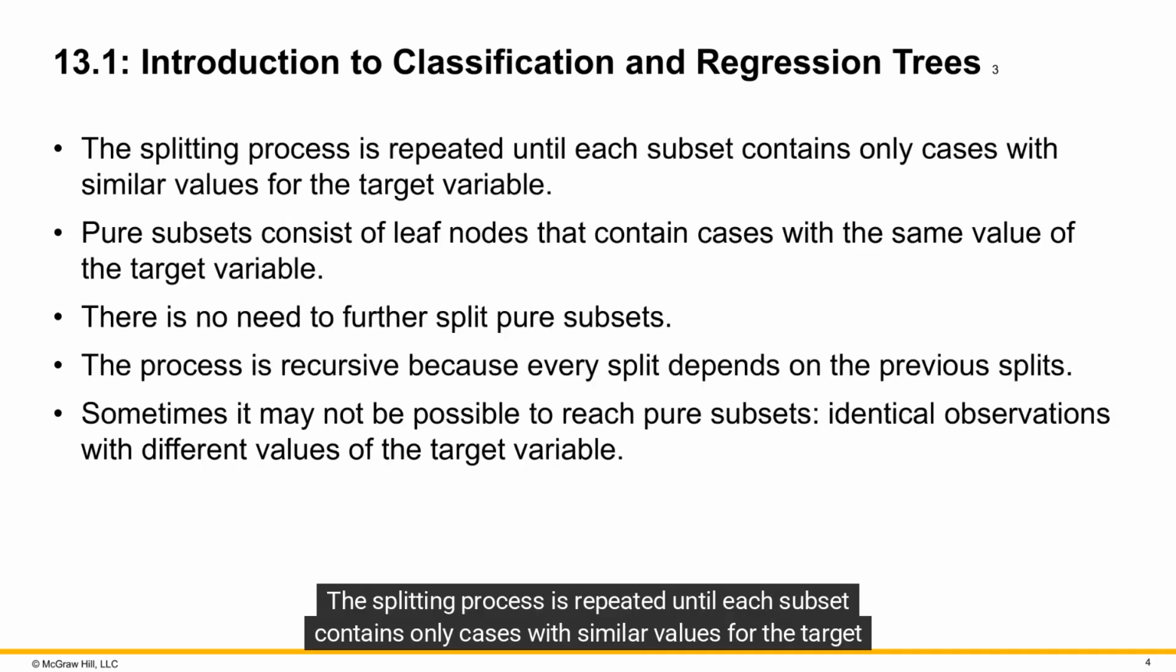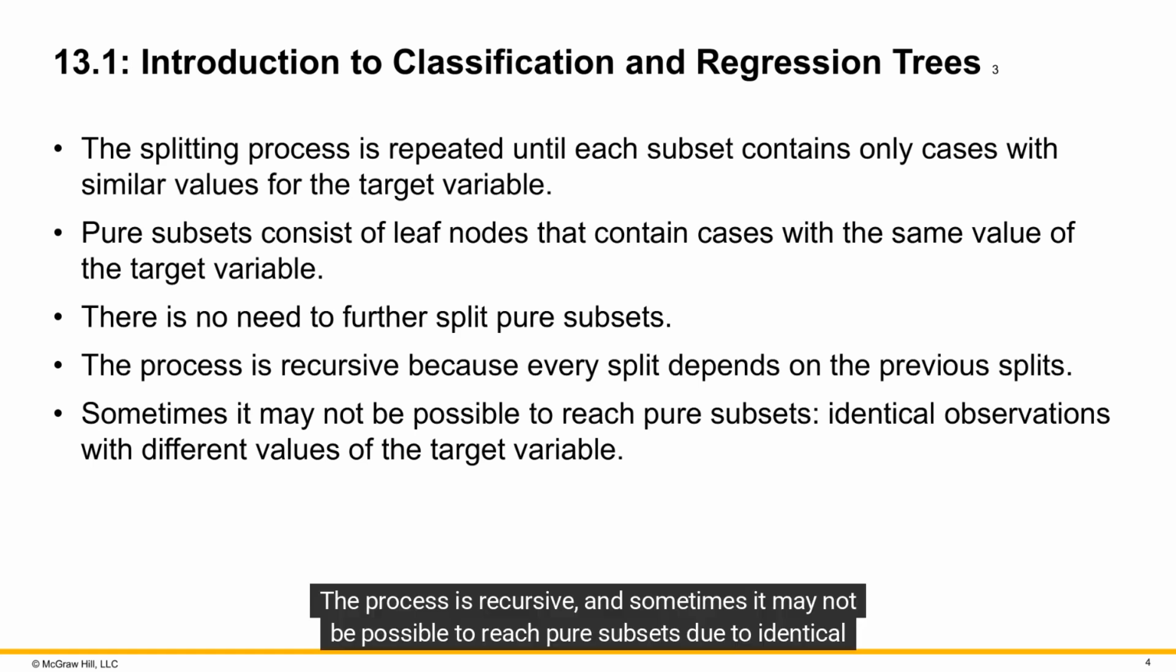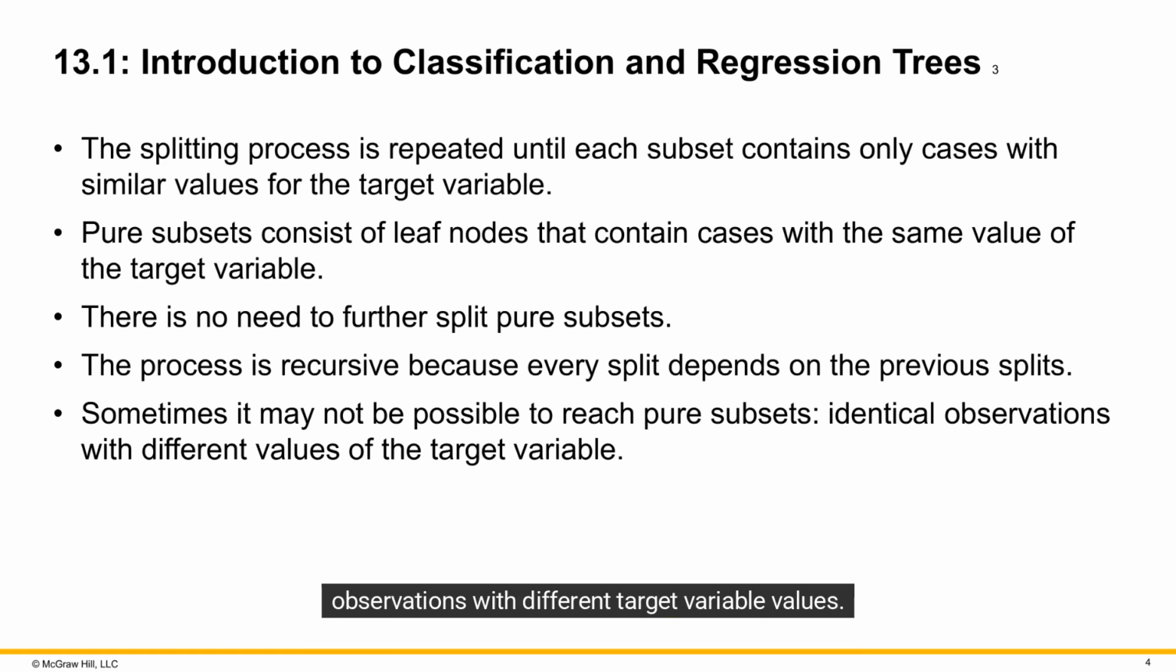The splitting process is repeated until each subset contains only cases with similar values for the target variable. Pure subsets consist of leaf nodes that contain cases with the same value of the target variable. The process is recursive, and sometimes it may not be possible to reach pure subsets due to identical observations with different target variable values.